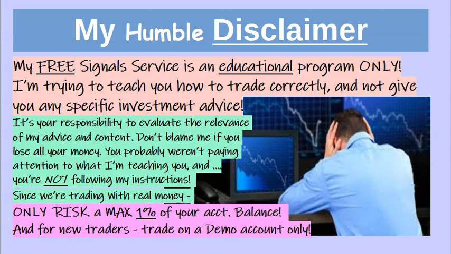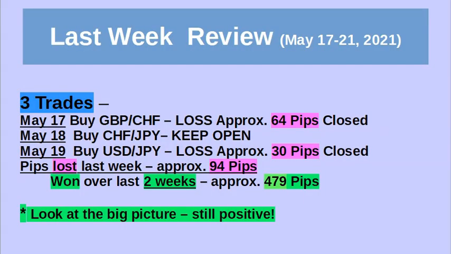So let's get going right to what happened this previous week. There were 3 trade signals I sent to you, and I do send them by email. So that's why you have to give me your email address, guys. It's the only way I do this, okay? So on May the 17th, I issued a buy trade signal, buy British pound, Swiss franc. It was a loss. It went against us. It did not hit our stop loss, but we closed the trade well in advance of that. And we lost approximately 64 pips.